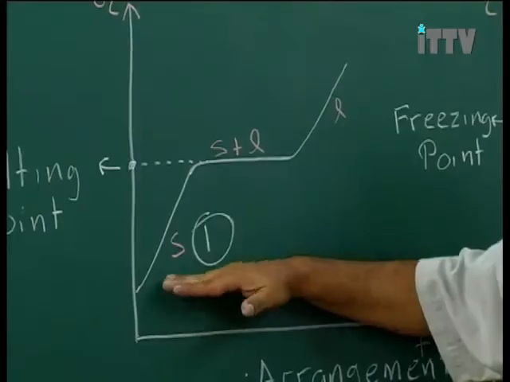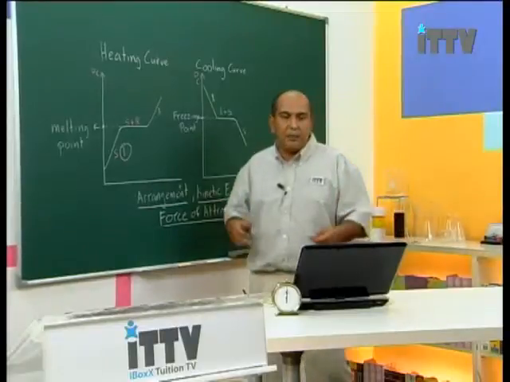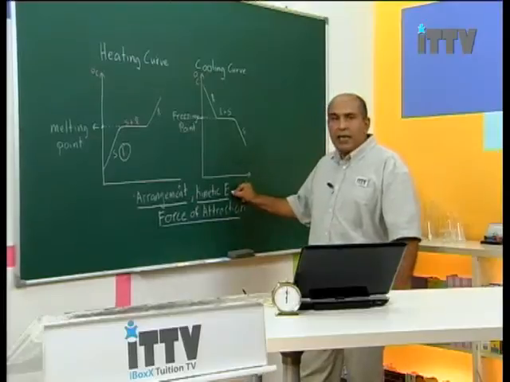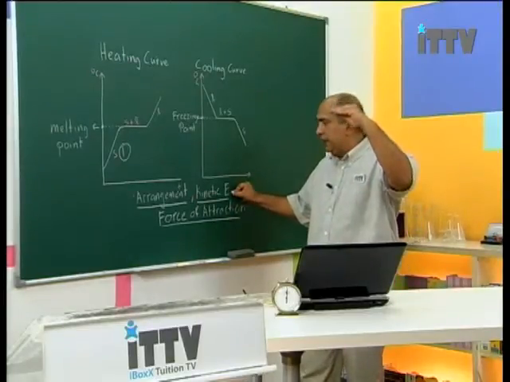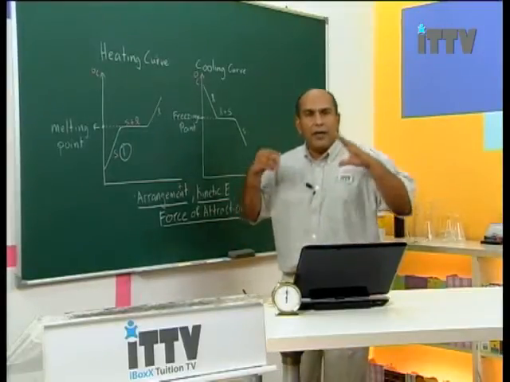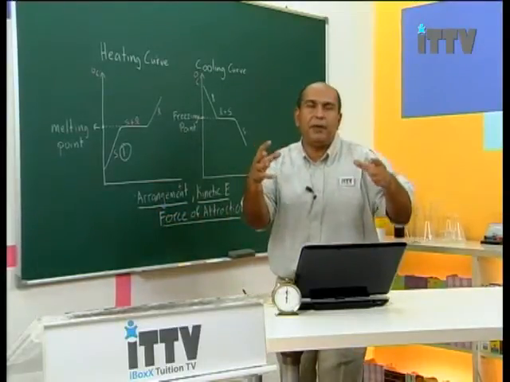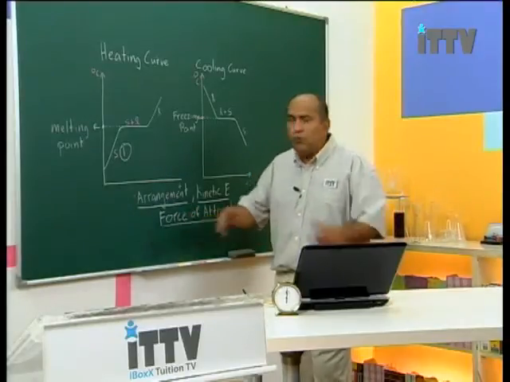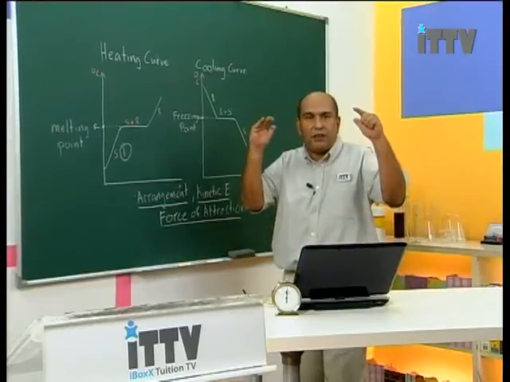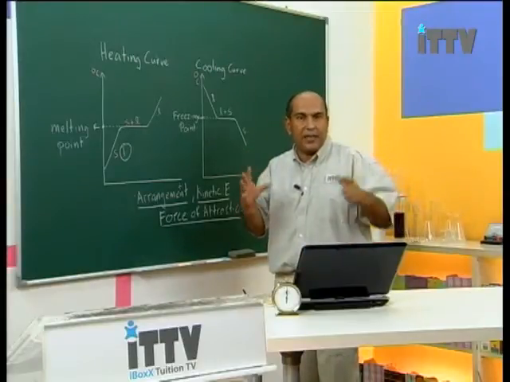What we need to be able to explain, in terms of arrangement, kinetic theory and forces of attraction. We start by saying heat is being absorbed, which means kinetic energy is increasing. If the kinetic energy is increasing, the particles are moving faster. If they move faster, let's go to the arrangement. They start to move further apart. If they move further apart, how does that relate to force of attraction? Force of attraction is becoming slightly weaker. So this is how we explain it.